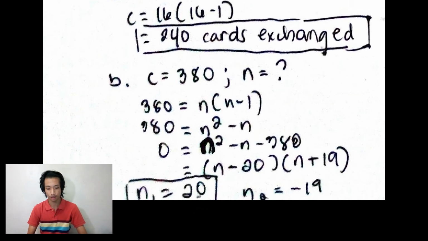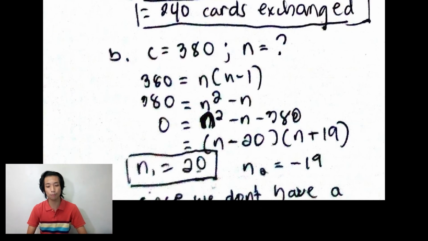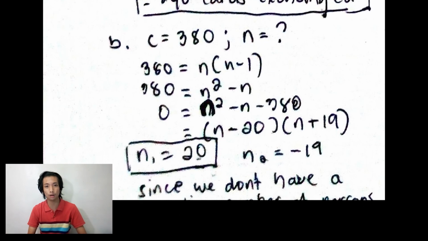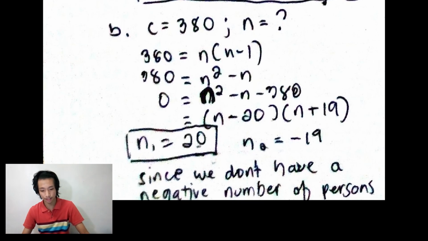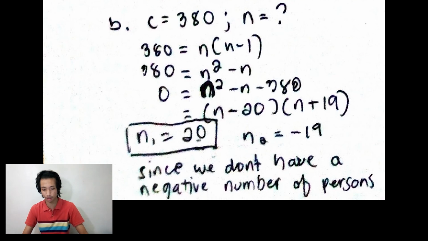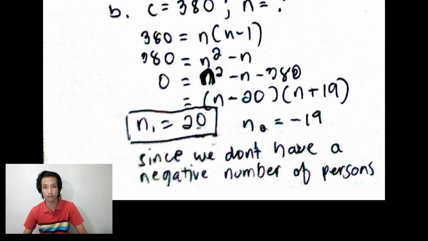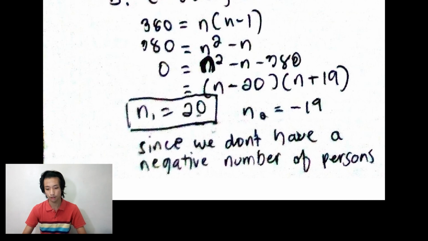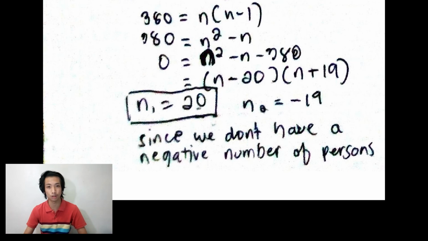For letter B, if there were a total of 380 business cards exchanged, how many persons were present in the meeting? So C is equal to 380, and we are going to find n. Let us substitute the values. 380 is equal to n times n minus 1. So we get 380 is equal to n squared minus n, and by using the quadratic equation, we can determine that n is equal to 20, or n is equal to negative 19. But since we don't have a negative number of persons, we are going to consider 20 as the answer.